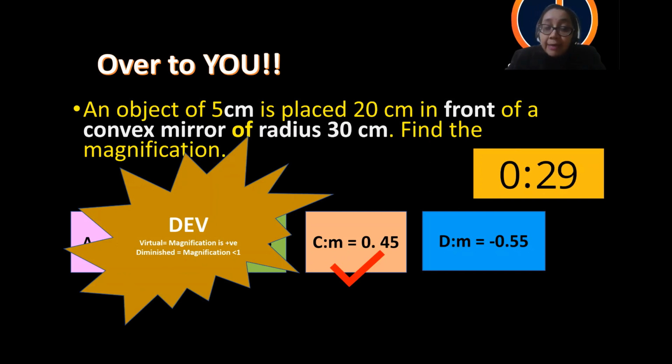Okay, and secondly, if it's diminished, then the magnification should be less than 1. So any option which is less than 1 and is positive is the correct answer for this case, for convex mirror. Okay, so we reject the other 3 options and we choose the option of 0.45.